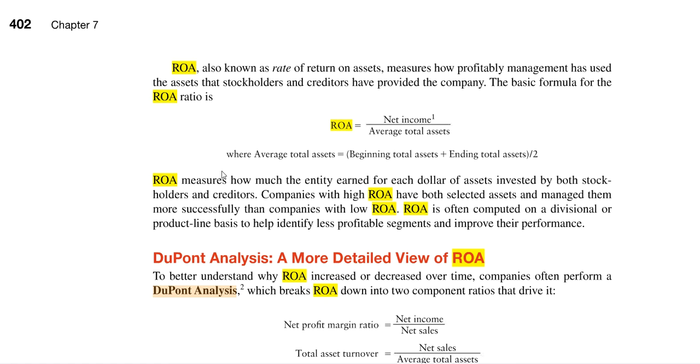Okay, as promised, I want to talk about return on assets. Return on assets is a pretty easy concept. What you basically do is for the period, you take net income.